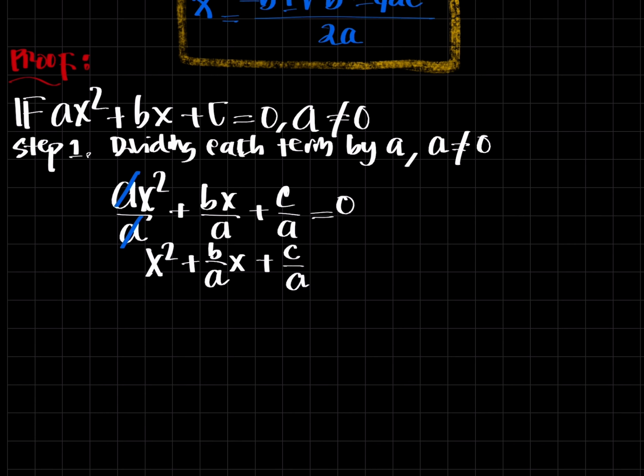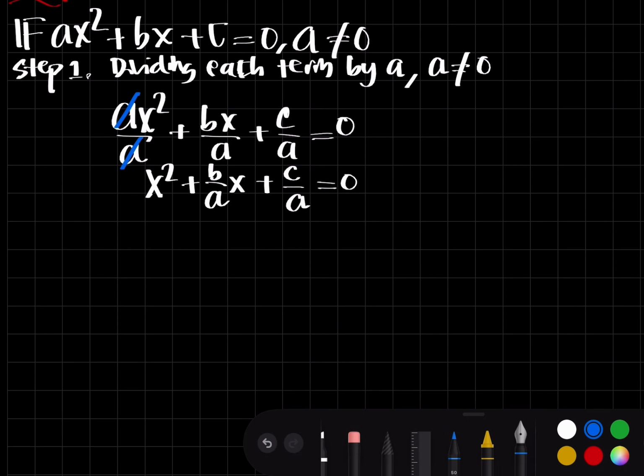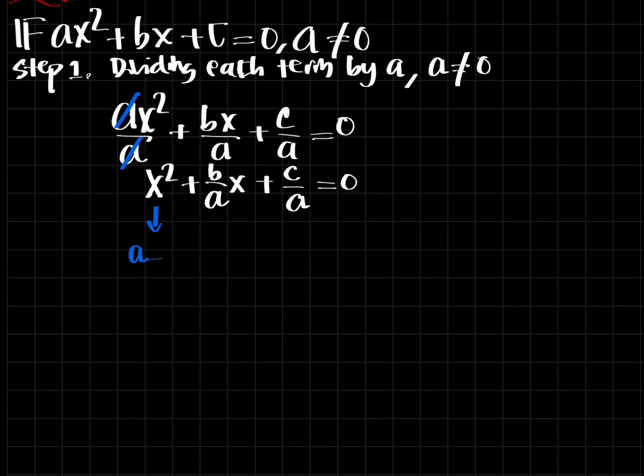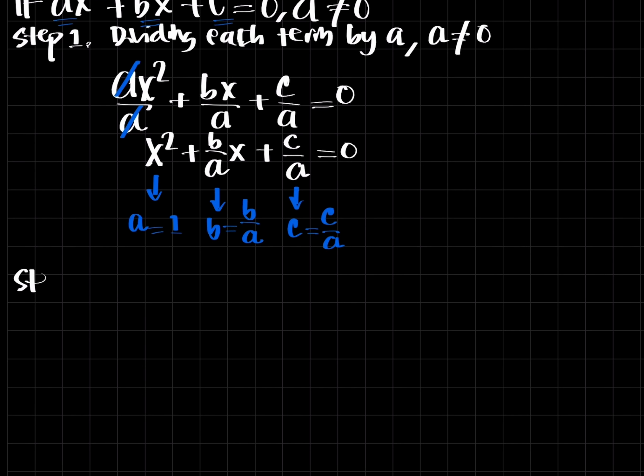Let's try to identify the values. The a value from this is 1, and then here is b over a, and here c equals c over a. Don't forget that: a, b, c. So we have the value of each term. Now step 2. In step 2, we have to do rearrangement.